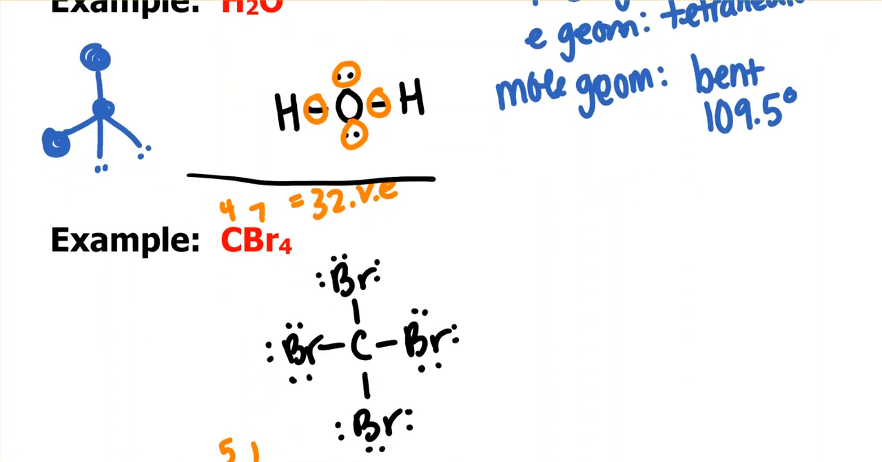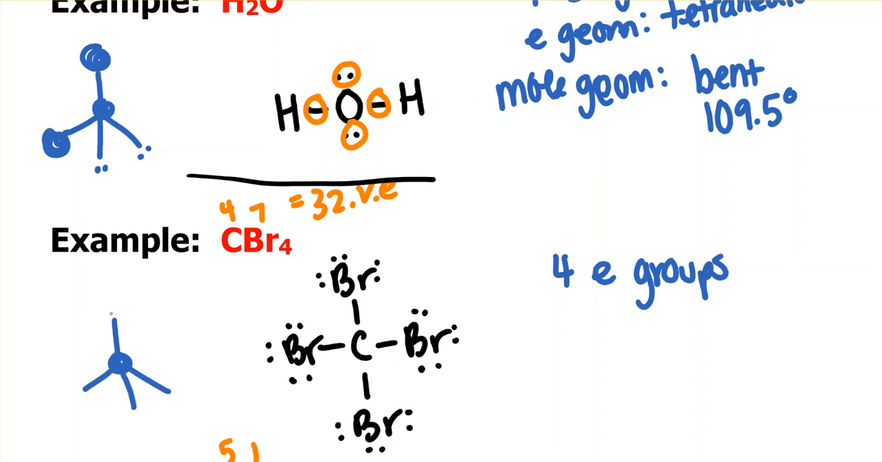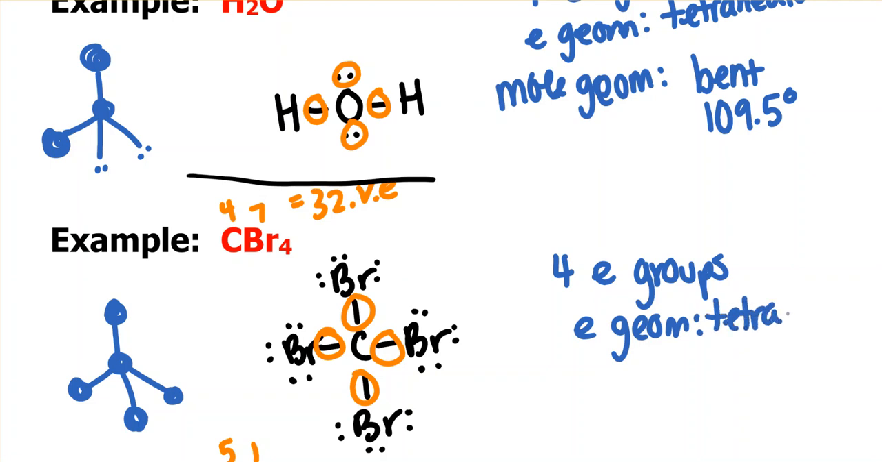Okay, next. This one again has 4 electron groups. So it's our tetrahedron. And this one, so 4 electron groups. This one has an atom at each place, so no lone pairs. That means our electron geometry is tetrahedral. And because there are no lone pairs, when we look at just the atoms, the molecular geometry will come out the same.